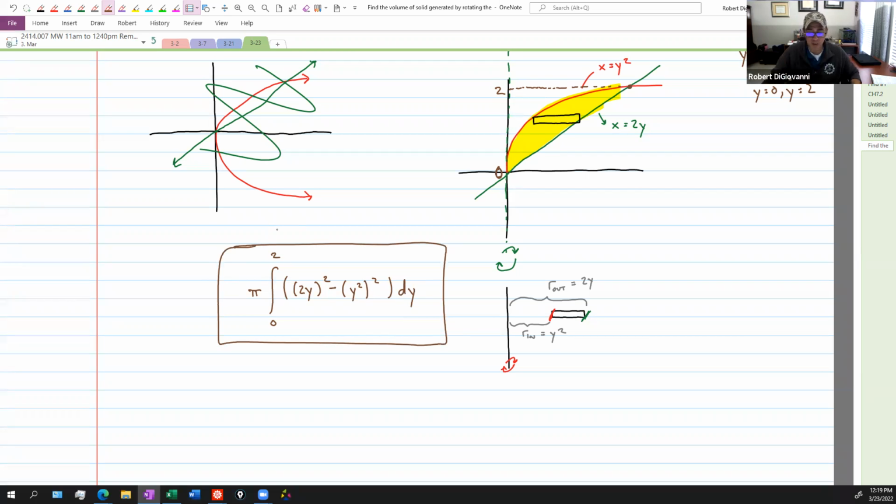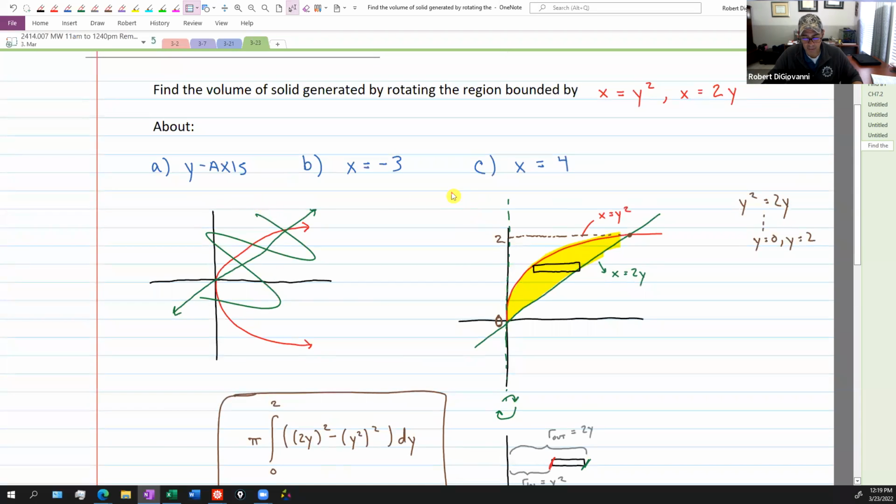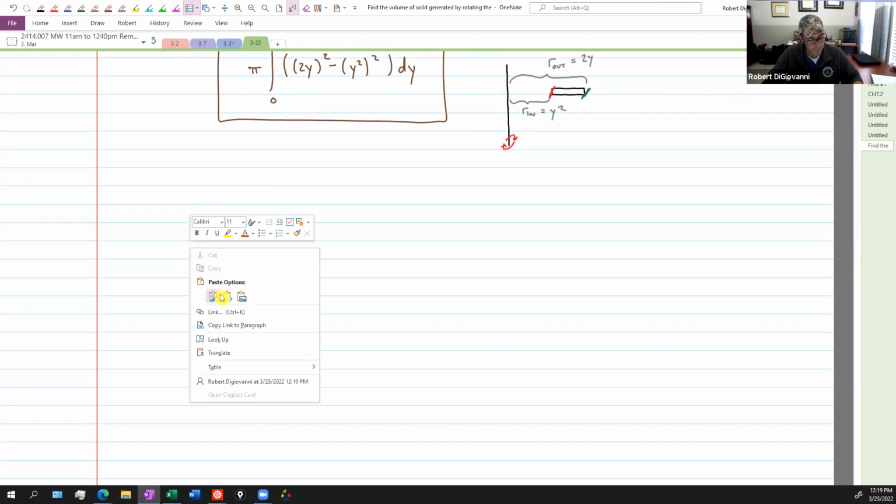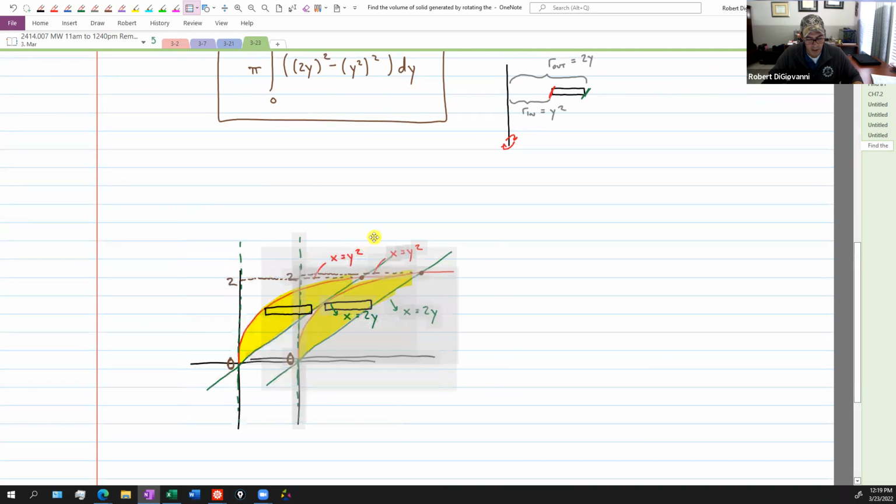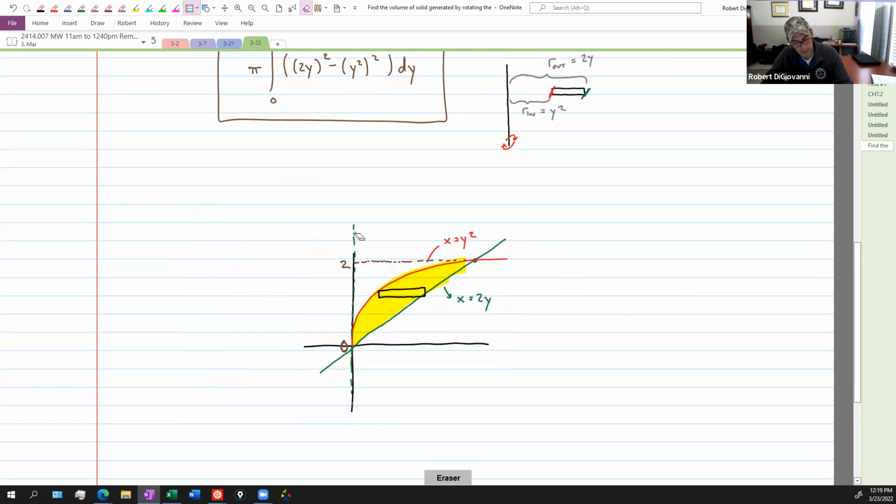Let's now do the next one, part B. When we do part B, we've got this same picture. Well, we're going to change the axis of rotation. We're going to go around x is -3 now. So when I do that, I've got to get rid of this dotted line here. I'm not going to be able to, so I'm just going to try and draw over it. There's my y-axis. And now we're doing part B, which is x is -3.